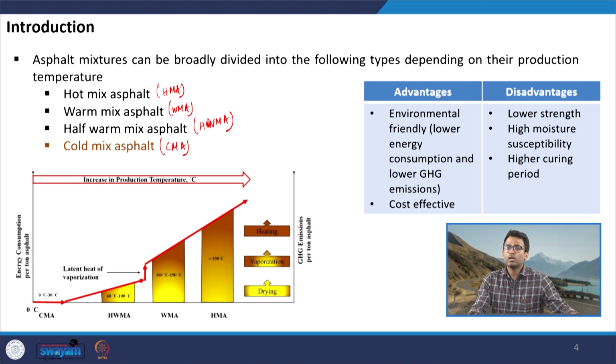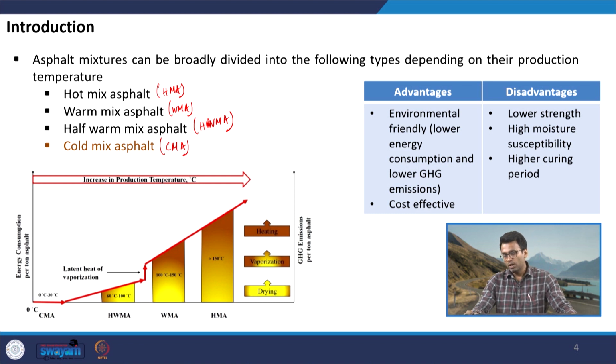But some of the disadvantages of cold mix asphalt, and this is the reason why it is generally not adopted for facilities which receive high traffic, are as follows. Cold mix asphalt has much lower strength in comparison to hot mix asphalt, and this makes it unsuitable especially for heavy vehicular loading. Also, cold mix asphalt has high moisture susceptibility in comparison to hot mix asphalt.